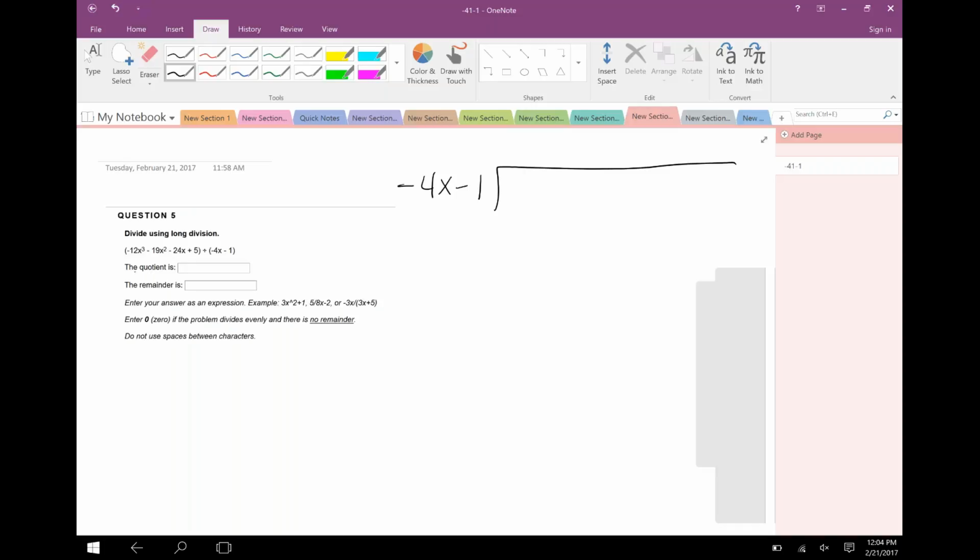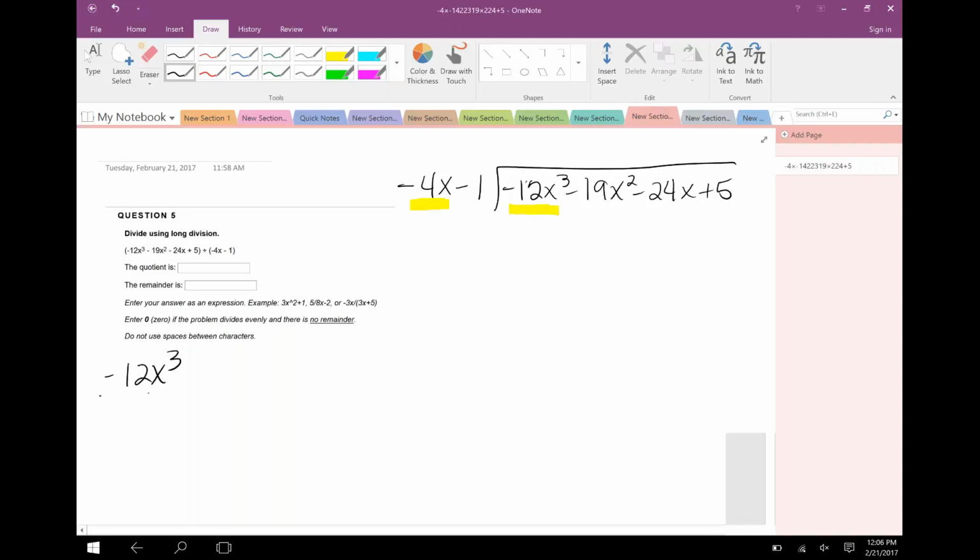A missing term would mean if we had x to the third, and the next term was just an x. But we don't have any missing terms, so we're going to go straight to it. You're going to take the leading term in the divisor and divide it into the leading term in the dividend. Negative 4x times what would give you negative 12x to the third? What you're basically doing is saying negative 12x to the third divided by negative 4x. That's what we're doing first.